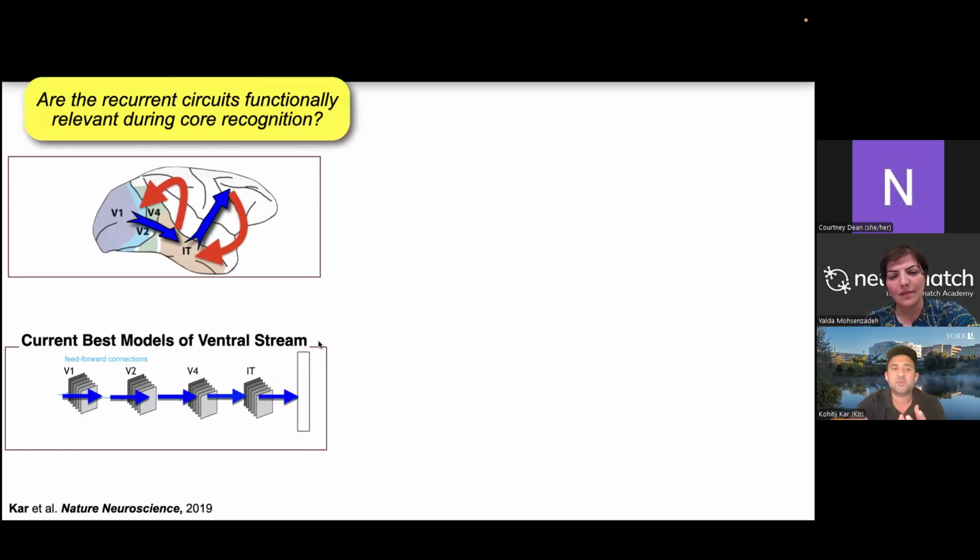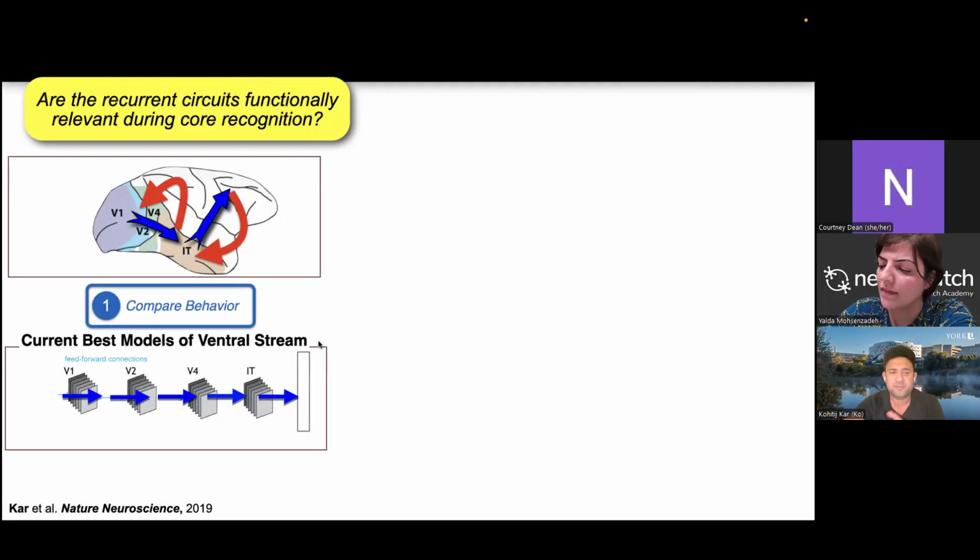So our question was: are these recurrent circuits functionally relevant during this sort of core object recognition behavior? Of course there are these recurrent connections in the brain and they will be useful for something. But to make the problem tangible, you have to actually quantify the behavior and make sure that your problem is actually relevant to the behavior that you have quantified. Otherwise you can do whatever and that will still make sense, which is not the best way to do science. So the first step is to compare behavior.